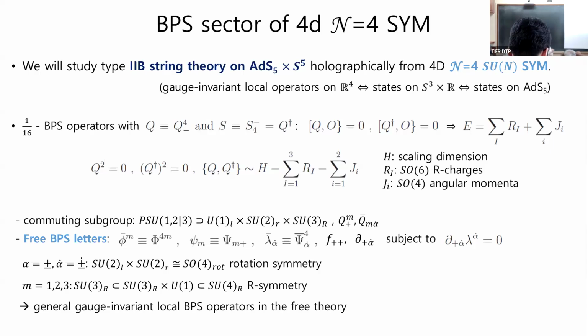Sorry, can I just ask? Those free BPS letters, will they preserve that symmetry, the U(1) plus SU(2)_R plus SU(3)? Yeah, they do, because they commute with the charges. They transform in representations. This M is the SU(3)_R index, and this alpha is the SU(2) index. So they actually transform, so once you start exciting with them, you'll just break it.